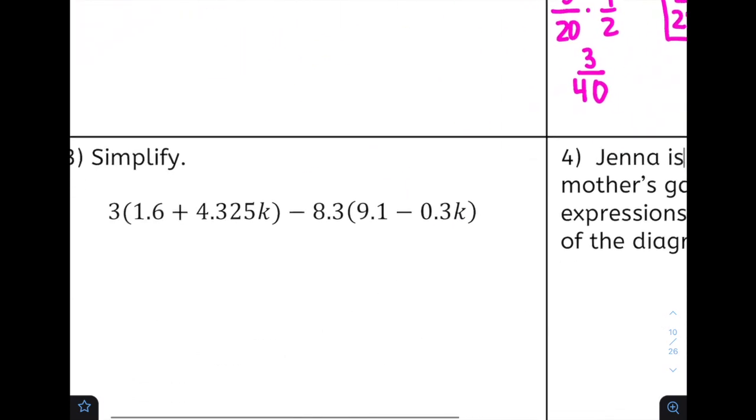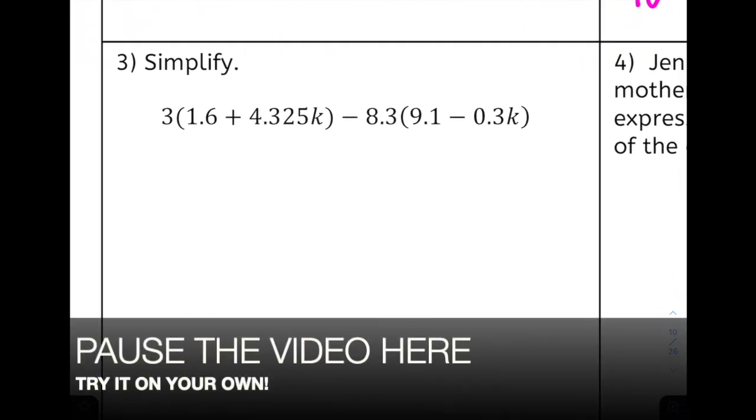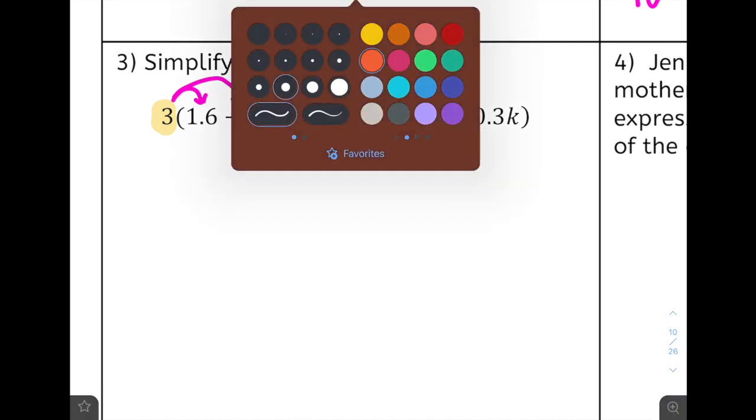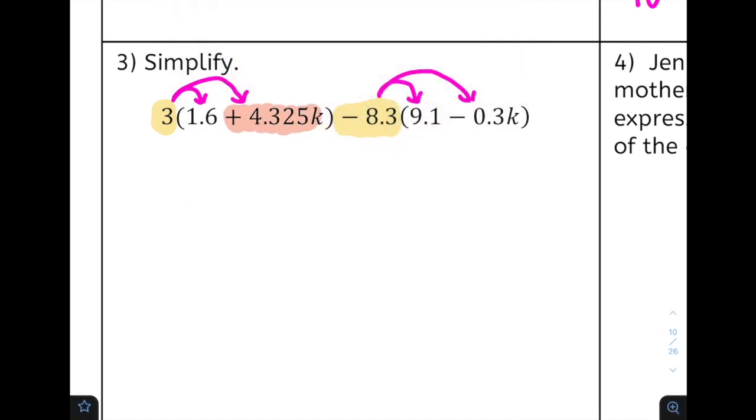Okay, for number 3, pause the video, try this one on your own, and check back to see if you got the correct answer. So when we're distributing, you again want to take your first term on the outside and distribute it to every term inside the parentheses. Again, you can combine your like terms if you can in your parentheses, but in this case, it doesn't seem like you can. Again, remember, take the sign in front, and then you can combine your like terms.